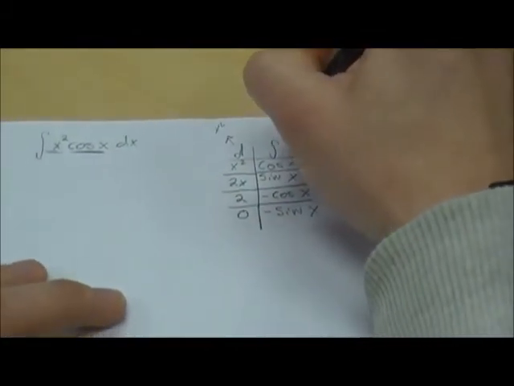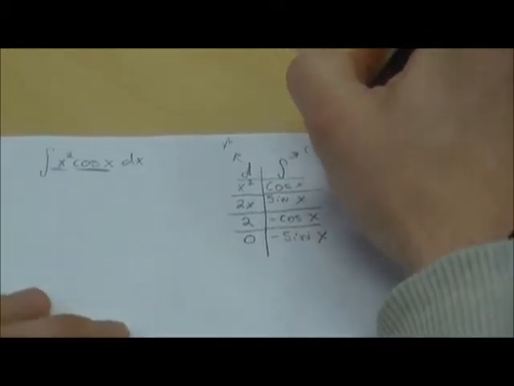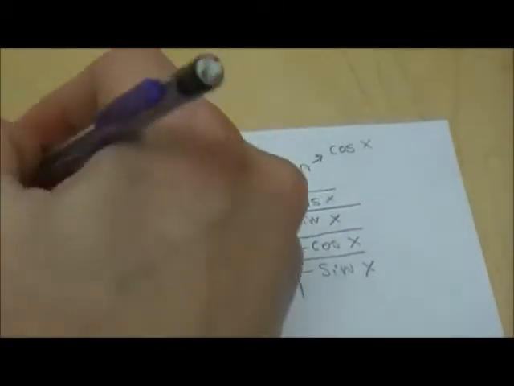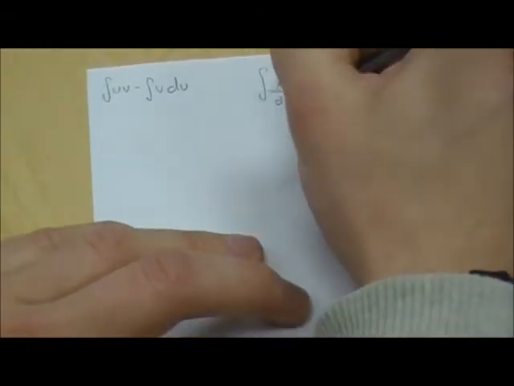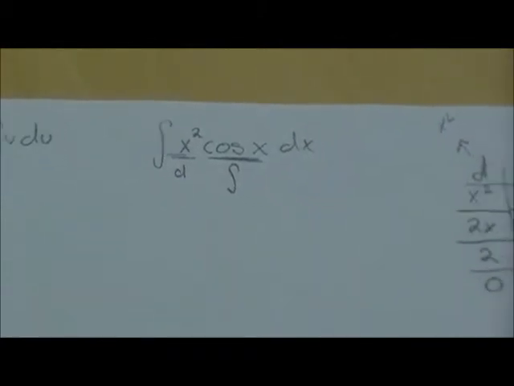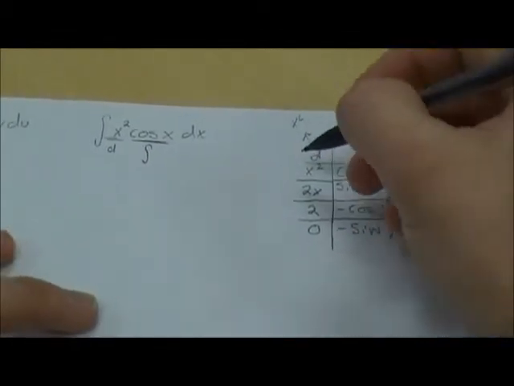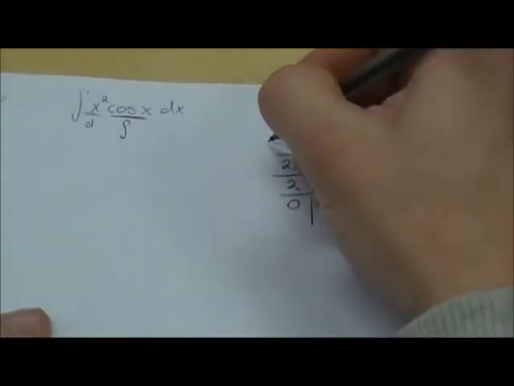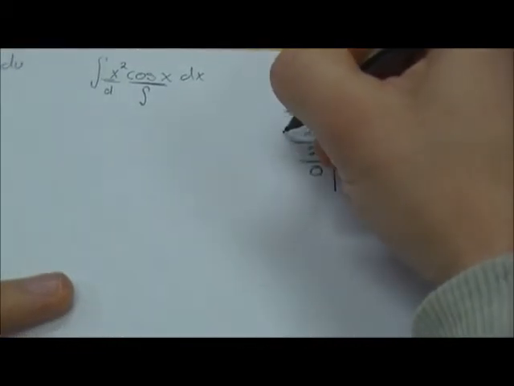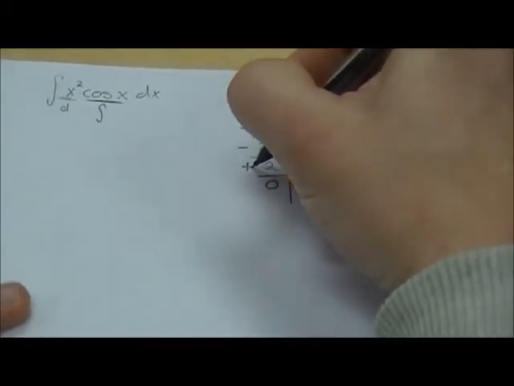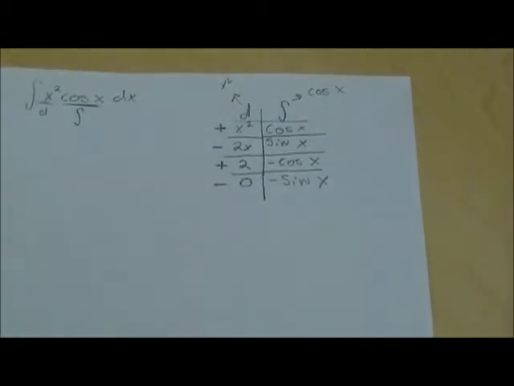So our d, we started off with x squared, so it's cosine x. So here I'm going to write this is going to be our derivative, and this is going to be our integral. So from this point we're pretty much set. Now on the derivative side, part of the tabular method is we start off with a positive, negative, positive, negative, and that's just part of the method.